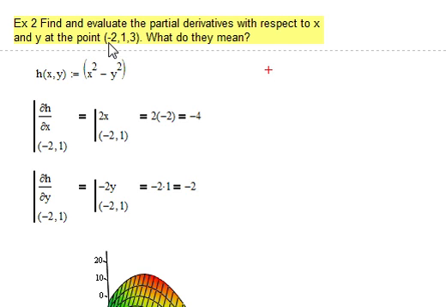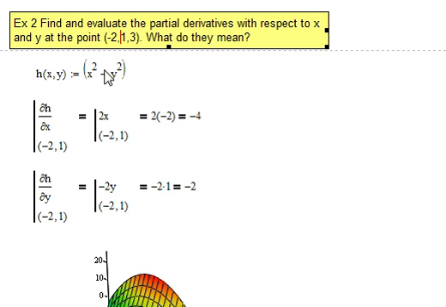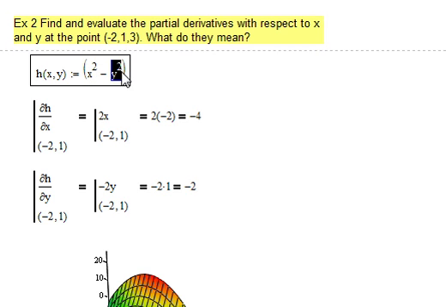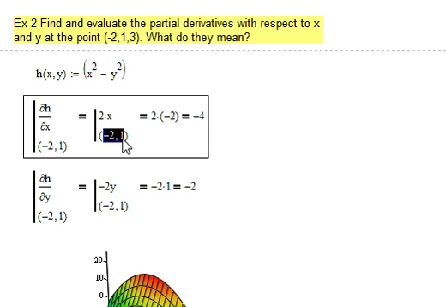By the way, notice that if x is -2 and y is +1, this is 4 minus 1, so z is indeed 3. So what do they mean? Well, let's find the partial derivative of h with respect to x. That would just be 2x because we treat y squared as a constant. And so that's to be evaluated at the point where x is -2 and y is 1. So that partial derivative is -4. I'll talk more about the interpretation when we look at the graph here below.